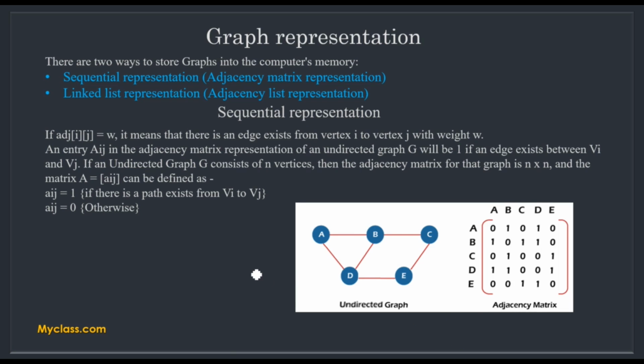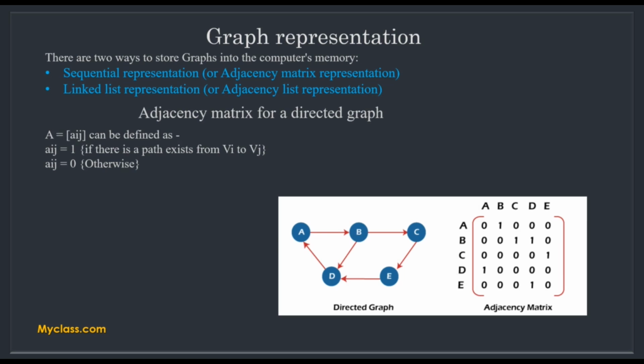This is another example of an undirected graph. Here 5 vertices are there, so our matrix order is 5 by 5, with rows and columns A, B, C, D, E. If there is an edge from A to A, the value is 1. Here no loop is there, so 0. A to B there is an edge, so 1. B to C there is an edge, so 1. Since it is an undirected graph, A to B is 1 and B to A is also 1. That is the adjacency matrix of an undirected graph.